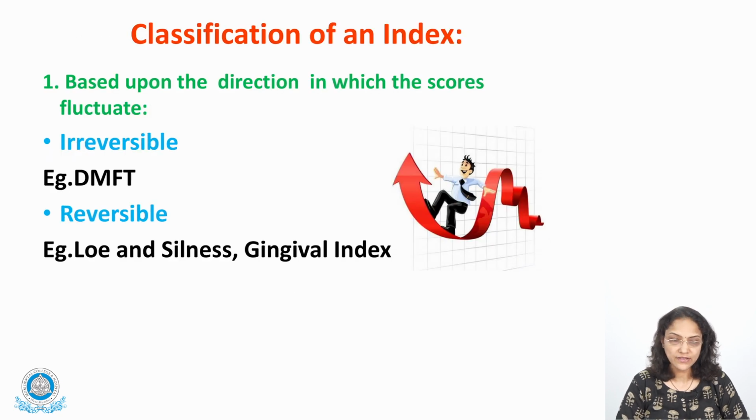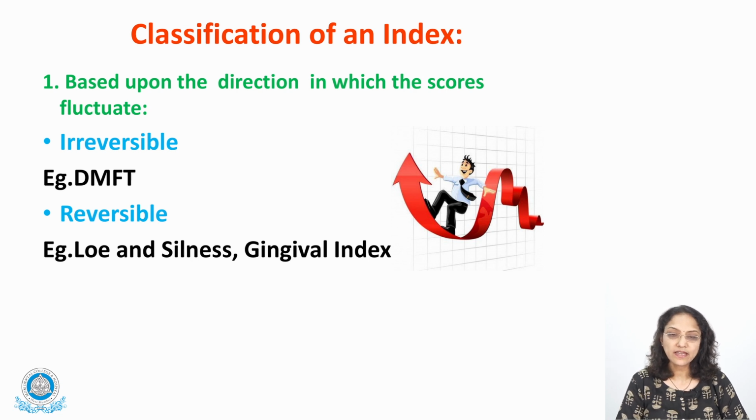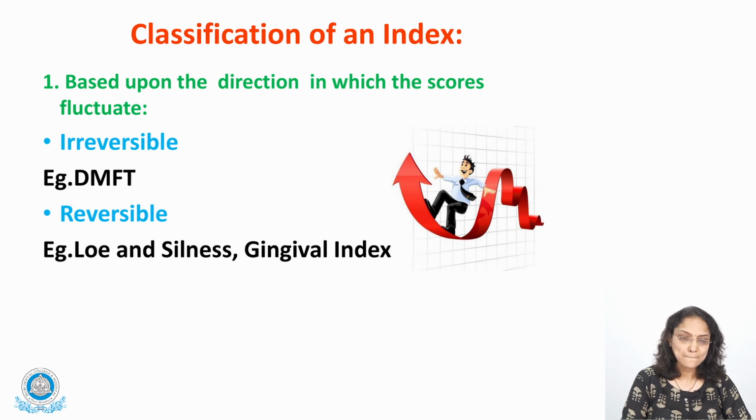Next, coming to the classification of index. Based upon the direction in which the scores fluctuate, they can be classified as irreversible or reversible index. Irreversible index, example DMFT. That is, once a tooth is decayed, it cannot be sound again. Next, reversible index, Loe and Silness index or gingival index. That is, once scaling is done, inflammation reduces and it can be restored to health.